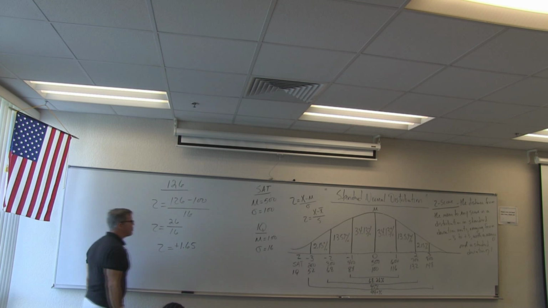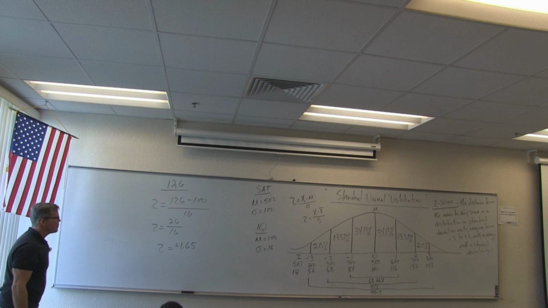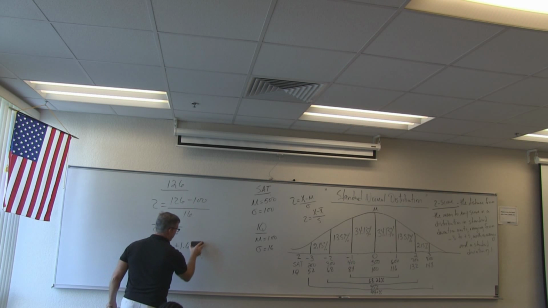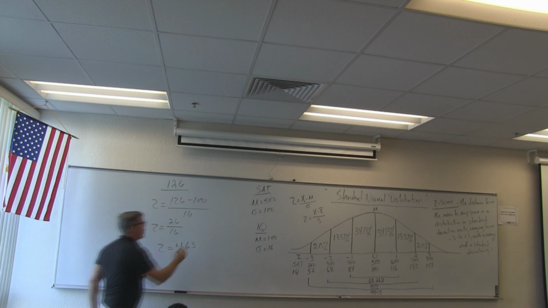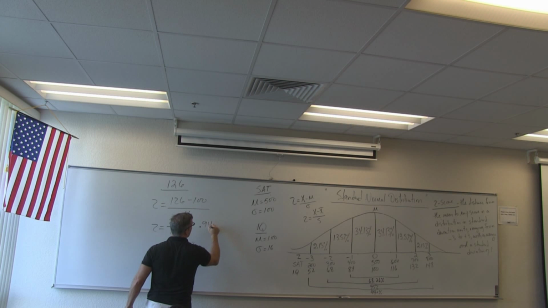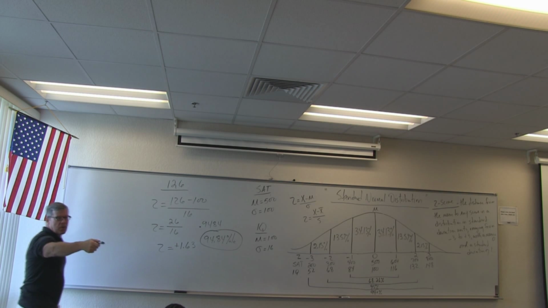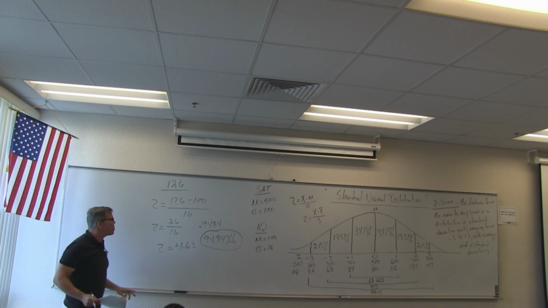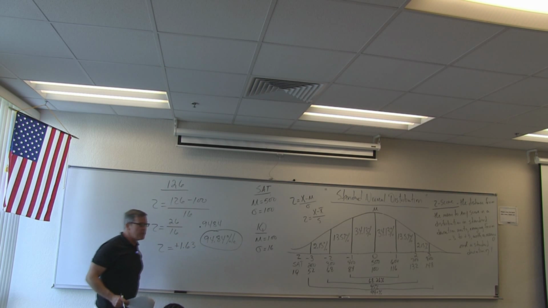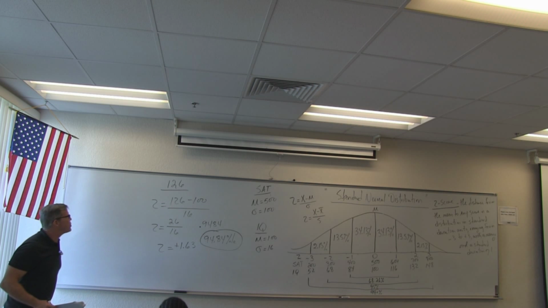Positive 1.63. Okay. Tell me that proportion. What is it? 0.9484. Or the 94.84 percentile. What this is telling us is that this gentleman right here who scored 126 on the Wechsler IQ actually scored better than about 94.5% of the people who took the test.